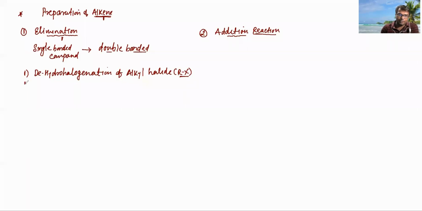Okay. The second reaction is dehydration, where de means removal. Dehydration means removal of a water molecule. Dehydration of alcohol is the second reaction through which we can prepare the alkene. The third reaction is dehalogenation.